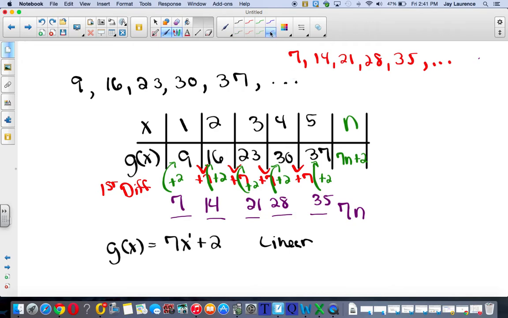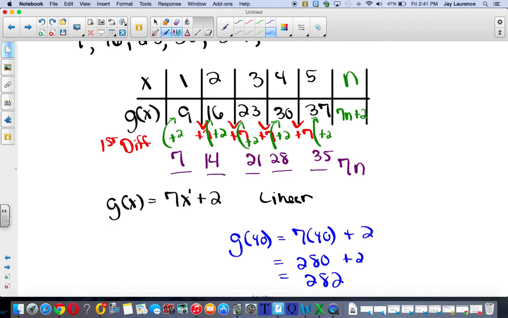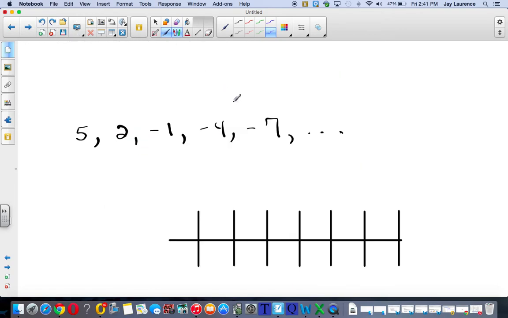Now let's find, I don't know, the 40th this time. Let's find g of 40. So I put 40 in, and I get 7 times 40 plus 2. And so that's going to equal 280 plus 2. g of 40 is going to equal 282. That's pretty easy stuff.